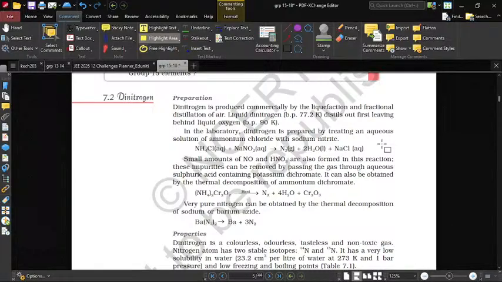In the laboratory, dinitrogen is prepared by treating an aqueous solution of ammonium chloride with sodium nitrite. NH4Cl plus NaNO2 in aqueous solution will give N2 plus 2H2O plus NaCl. Small amounts of NO and HNO3 are also formed.